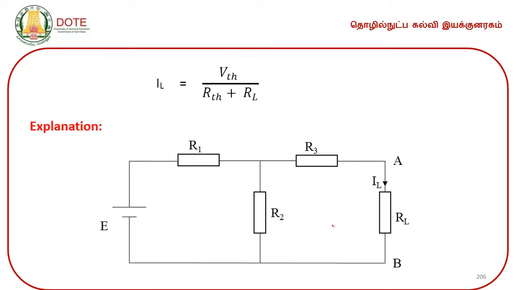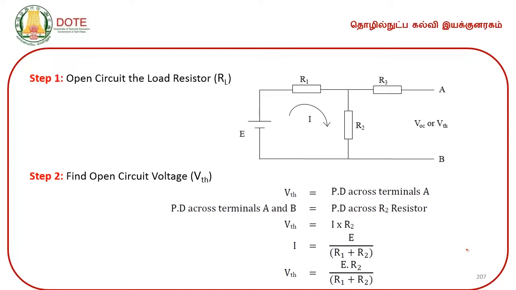So, this is the network to be analyzed. Whenever you have a network like this, as a first step we need to open circuit the load resistor. So, this has to be open circuited. Step 1, open circuit the load resistor. After open circuiting this, there are two open circuit terminals A and B.